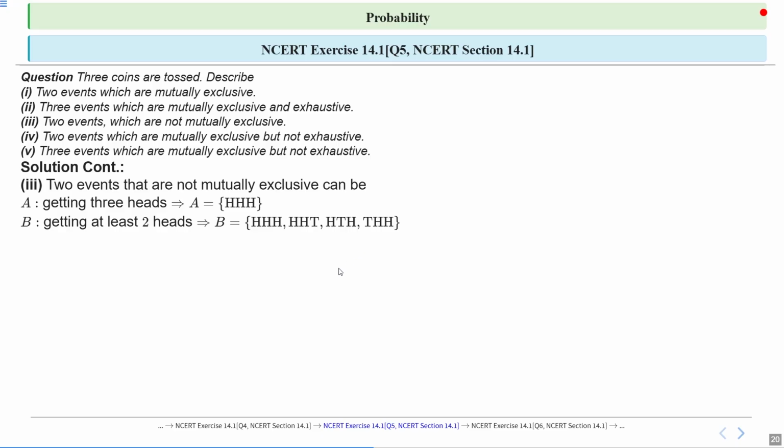Now check A intersection B. Here you can see A intersection B is the set HHH. HHH is contained in A and also in B, so A intersection B is non-empty. This is because we take two events that are not mutually exclusive: A equal to the set HHH and B equal to HHH, HHT, HTH, THH.